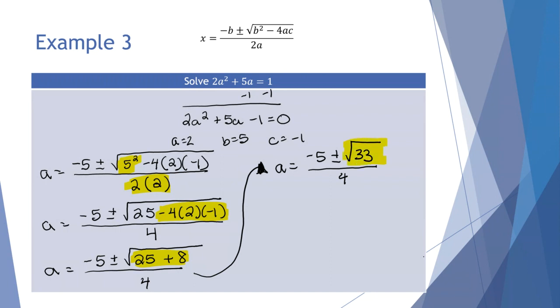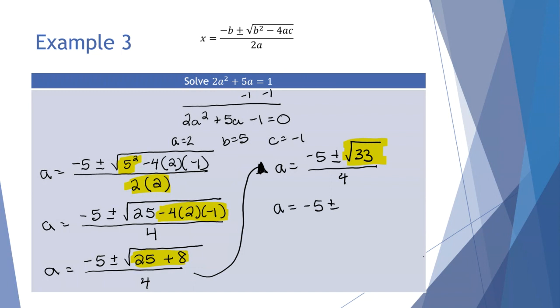Now we need to take the square root. So the square root of 33. You're going to do this on your calculator, and it's going to give you a decimal. So you have to round. 2 decimal places is usually standard. So when I do that on my calculator, the square root of 33 is 5.744562647. It just goes on for a long time.